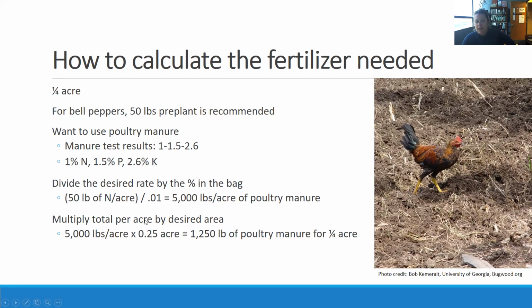You're going to multiply that total per acre by the desired area, which is only 1/4 of an acre. So 5,000 pounds per acre times 0.25, 1,250 pounds of poultry manure for that 1/4 of an acre.